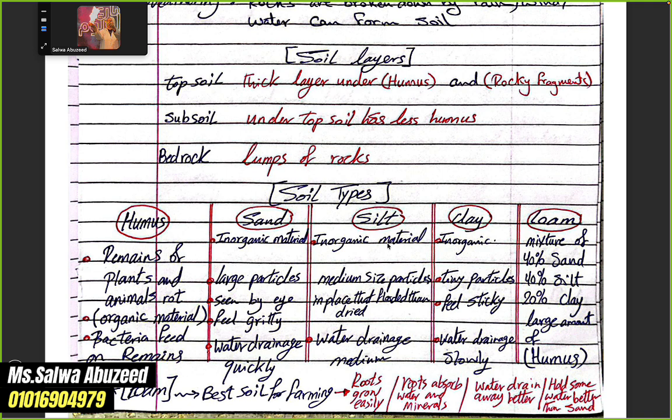Silt is in between. It's like solid, liquid, and gas. Sand is like the gas because it has large particles and drains water quickly. Silt is in between. The particle size is medium and the drainage is medium.